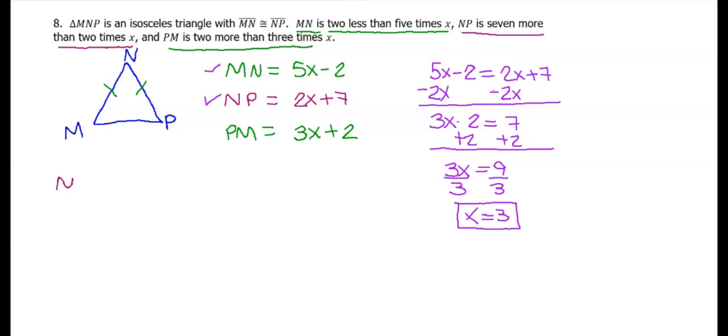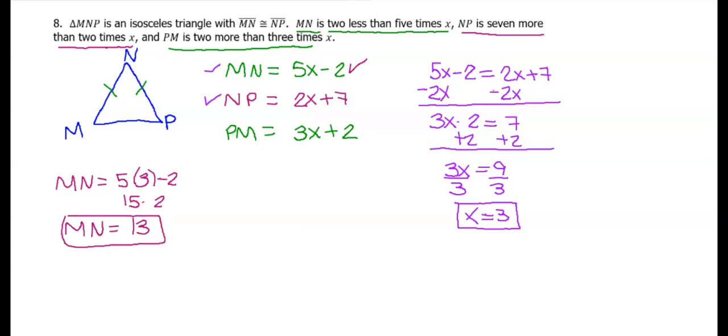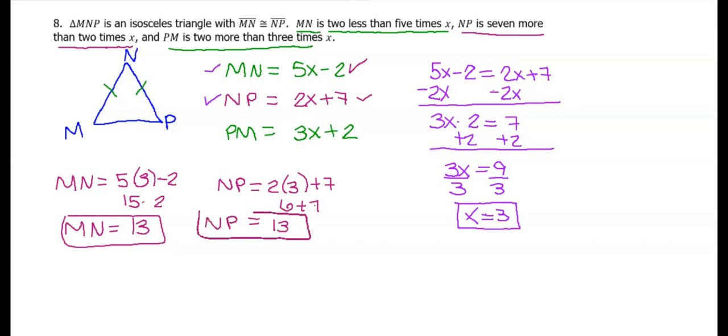So I'm going to start over here and say MN, and we said that it was going to be 5 times that 3 minus the 2, which is going to give me 15 minus 2, which is 13. That's my first one. And then my second one here will be NP. And that's going to be 2 times 3 plus 7, which is 6 plus 7. And that's also 13, which it should be because we already knew that that was going to be congruent.